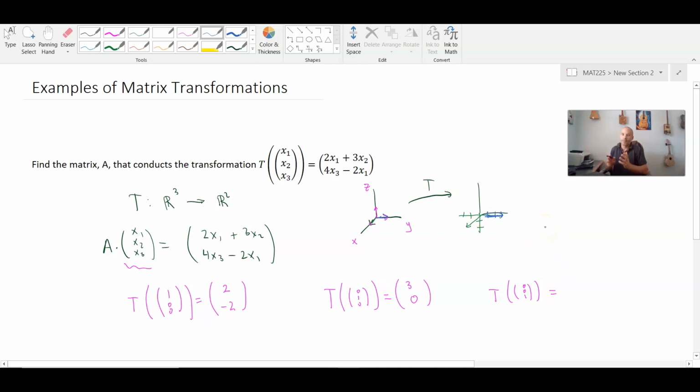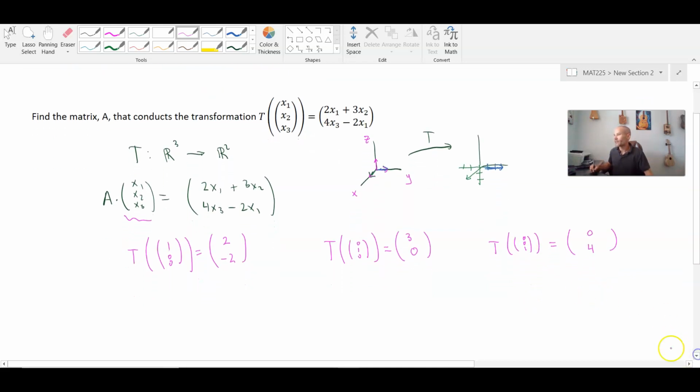And for all intents and purposes, it doesn't really matter what this actually means at the moment. We're just performing a transformation. Okay, so we have one more to go. And in this example, we have 0, 0, 1. So for the output, we're going to take, again, 2 times the x1 component, which is 2 times 0, plus 3 times 0 is 0. And for the bottom component in our output vector, we have 4 times 1, which is 4, minus 2 times 0, which is still 4.